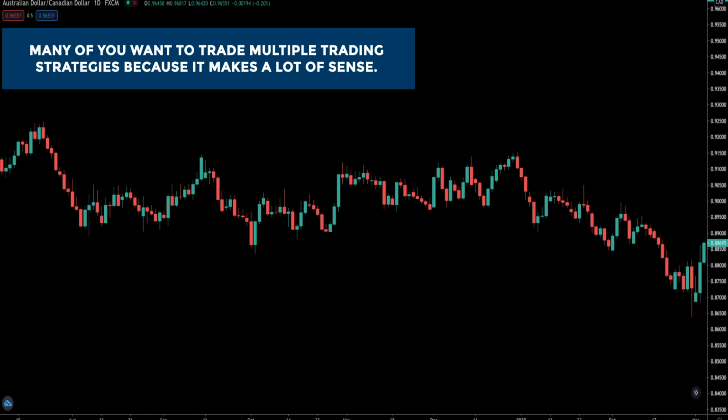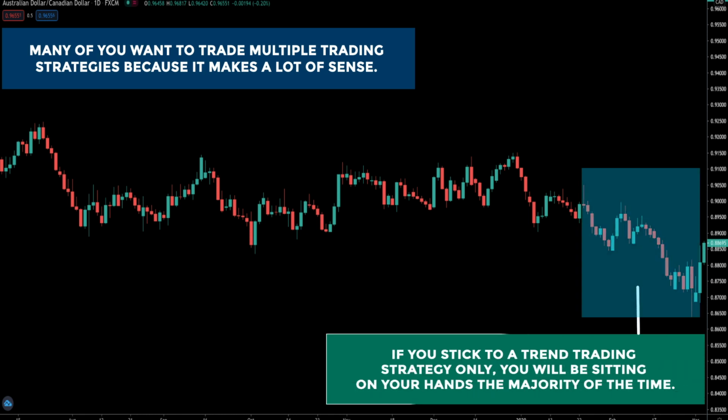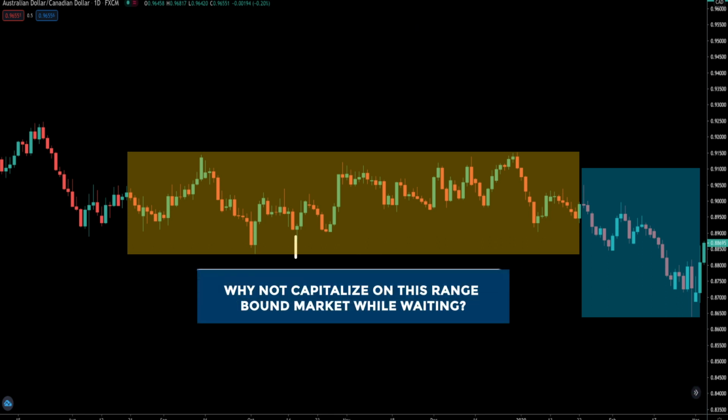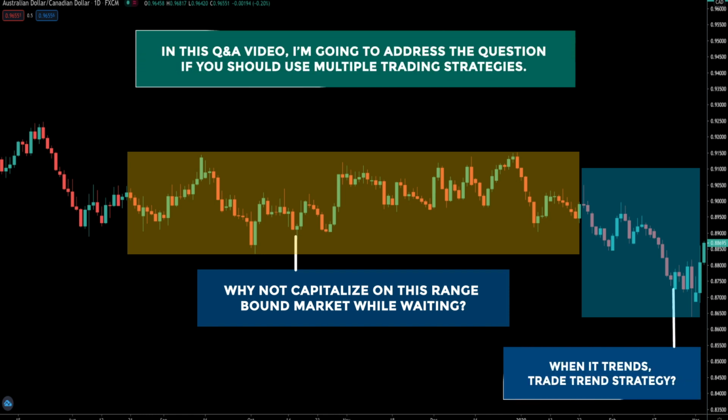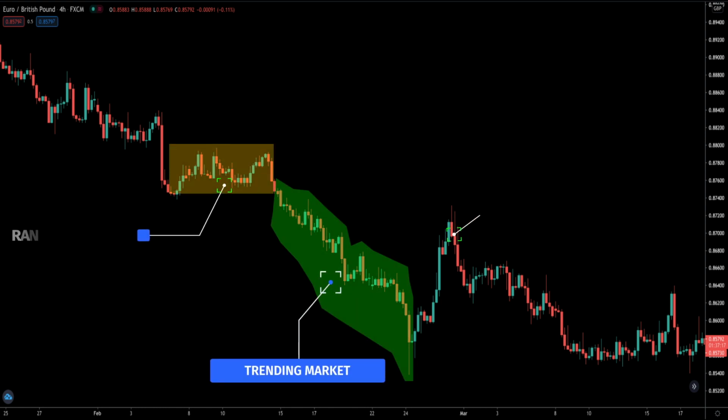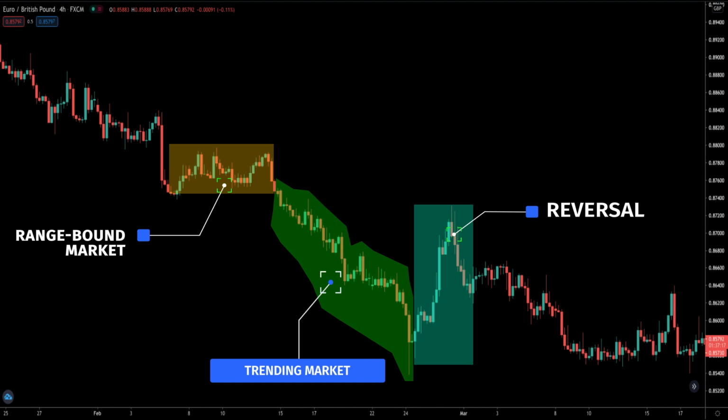You understand that the market doesn't always trend, and if you stick to a trend trading strategy only, you're going to be sitting on your hands the majority of the time. And let's face it, no one likes sitting on their hands and waiting, me included. So why not capitalize on the range-bound market by trading a range strategy? Well, in this Q&A video, I'm going to address the question if you should be using multiple trading strategies. Maybe one for trend trading, another for range trading, and yet another one for reversal trading.